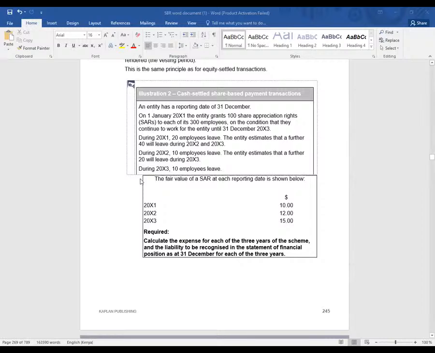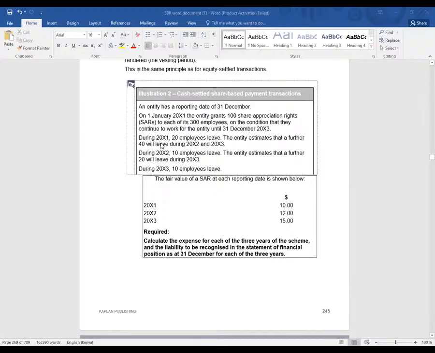So we are told here, on 1st January 2021, the entity grants 100 share acquisition rights to each of its 300 employees on condition that they continue to work for the entity until 31st December 2023. During 2021, 20 employees leave. The entity estimates that a further 40 will leave.